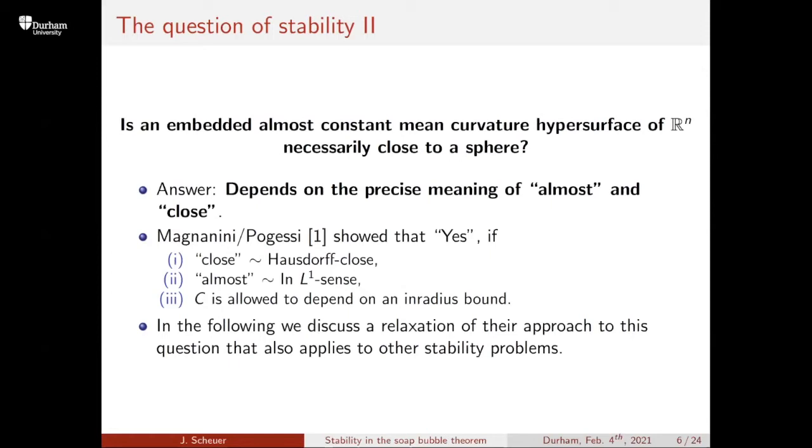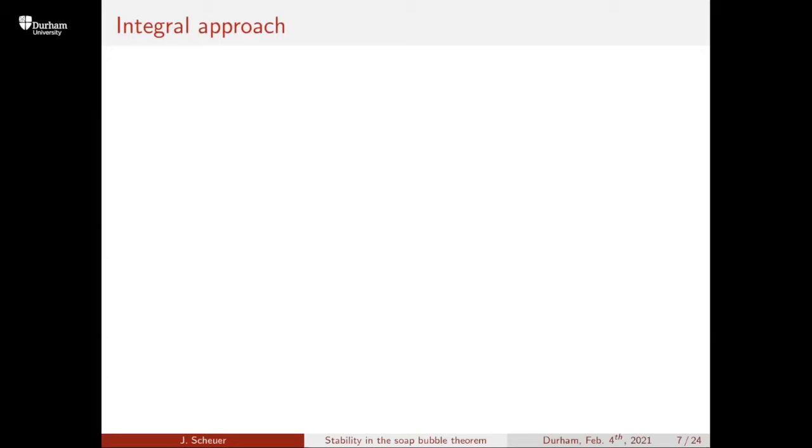So note that the mean curvature equation is a semilinear or quasi-linear equation, and this plays a crucial role in their analysis. And we will discuss an approach which also works for fully nonlinear type of operators. All right, so that's it for the introduction, basically. Now I will discuss their approach to this estimate.